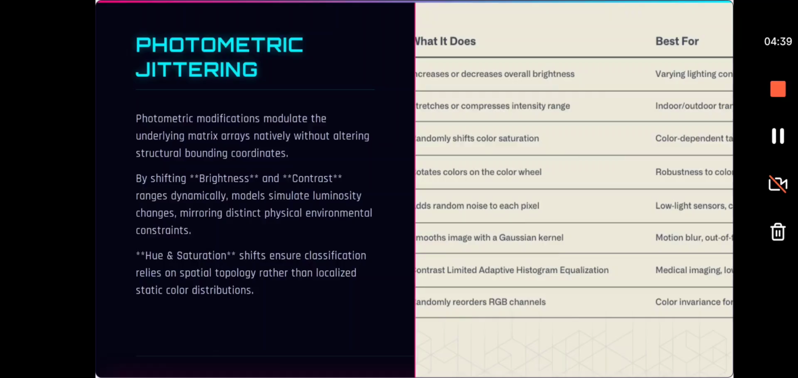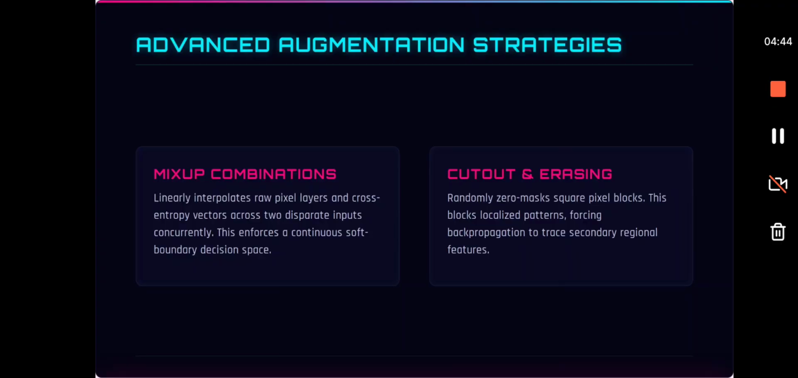Now let us move to some advanced augmentation methods. Advanced augmentation techniques create new training variations. Mix-up combines two images together along with their labels. This helps the model learn better patterns. Cutout, or random erasing, removes small parts of the image during training. This forces the network to focus on all parts of the image instead of depending on only one area. These methods reduce overfitting and improve the model accuracy.